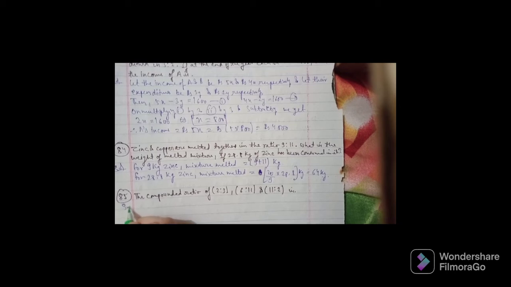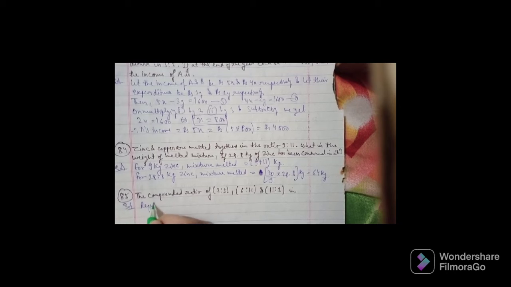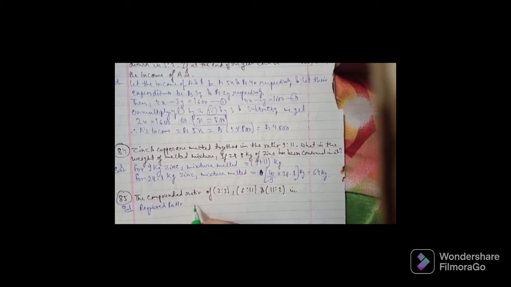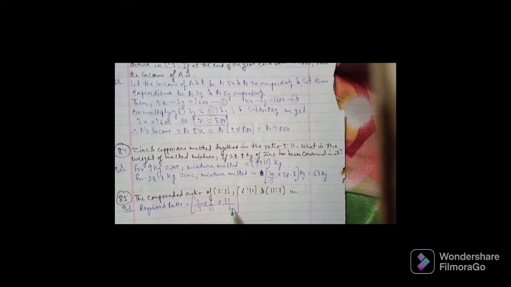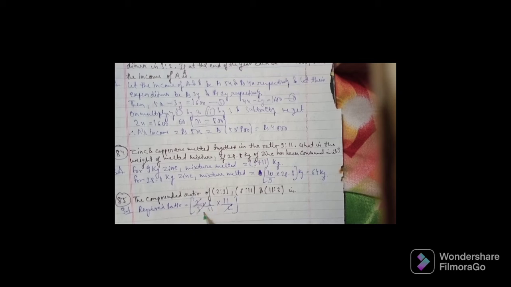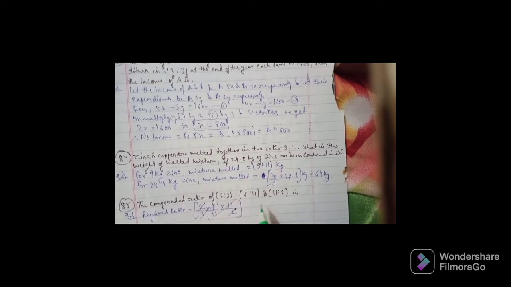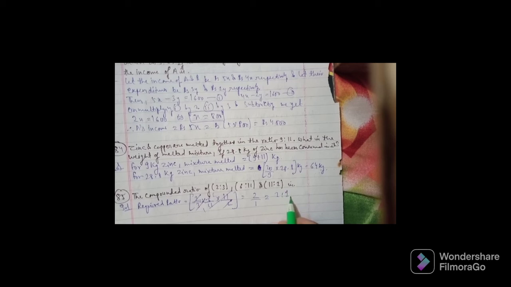Required ratio is 2/3 into 6/11 into 11/2. Further cancel it out, 2 by 2. 3 ones are 3, 3 twos are 6, and 11. So what we'll get here is 2/1. Sorry, 2:1. That we get as the answer.